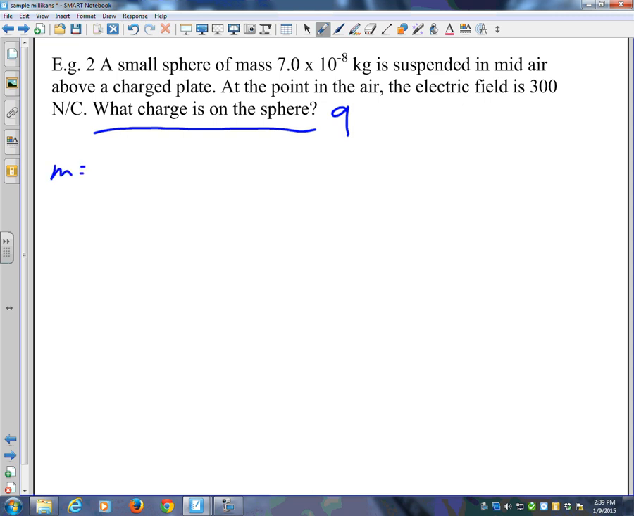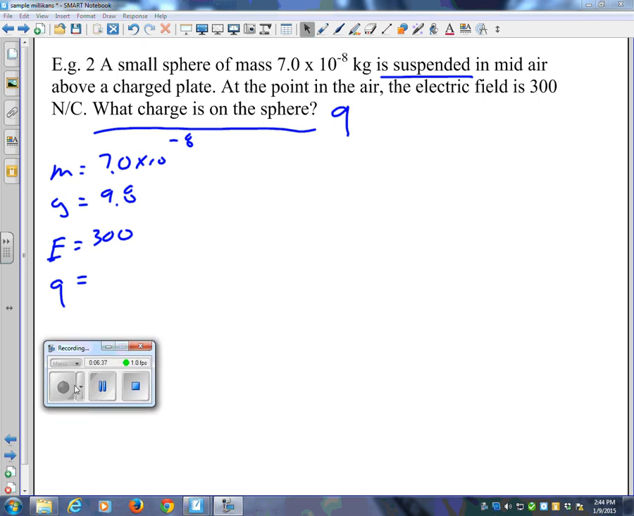The mass is 7.0 times 10 to the minus 8. Suspended in midair, the F net is 0. Gravity is 9.8. The electric field is 300. And we are solving for Q.